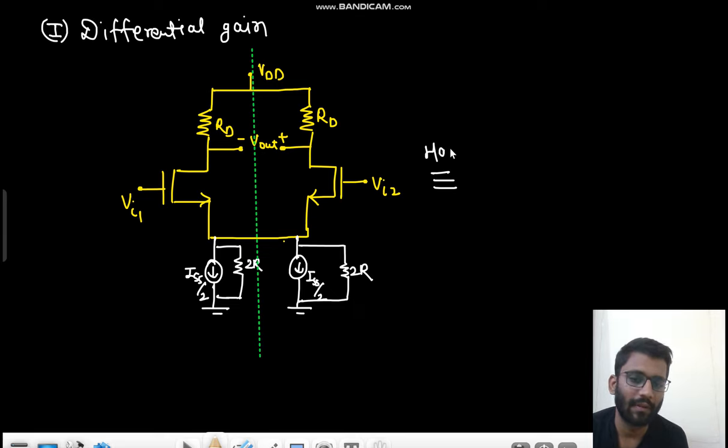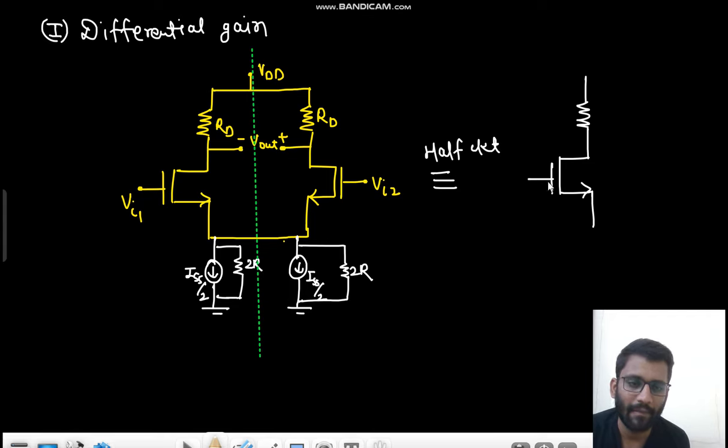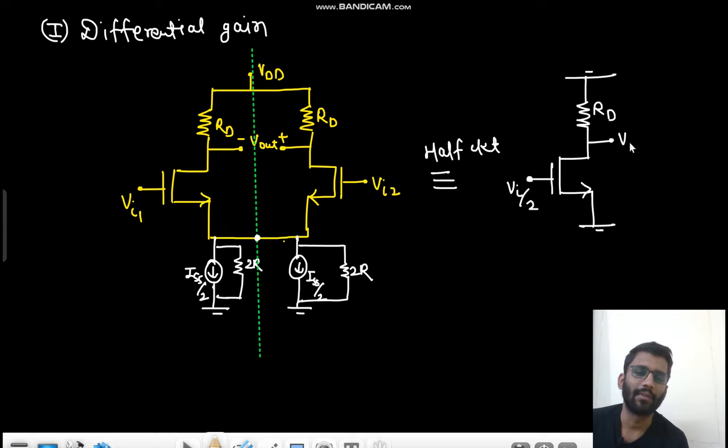So, half circuit. The half circuit we will get is, for common mode gain, V in by 2 I need to apply, but that's of no use. This cutting point is going to ground, this cutting point is going to ground. This is RD. This VDD will be shorted. I am collecting V note 1 here.